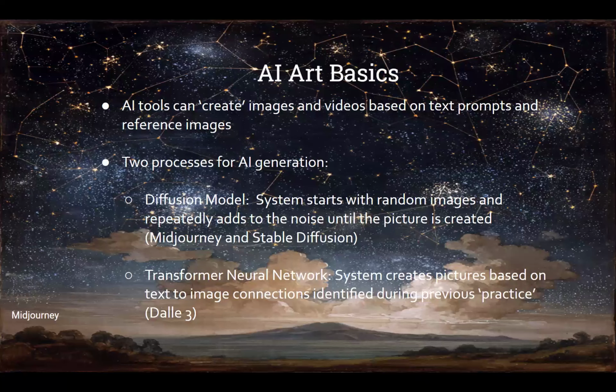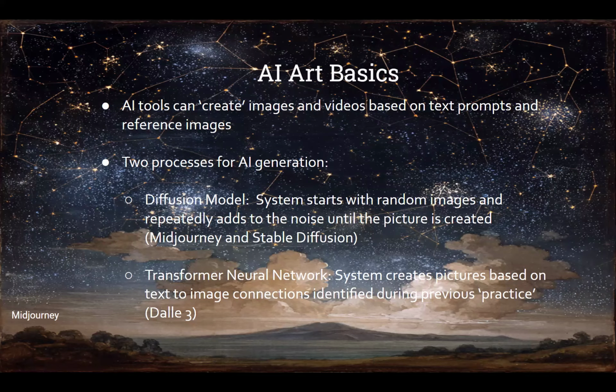So, first, what is AI art? AI art is the product of computer tools that can generate images and now even video based on text prompts and reference images. While AI art has AI in the name, the tools that make these images follow a different process than the generative AI tools of ChatGPT and Perplexity, among others. Generally speaking, there are two models for AI art generators.